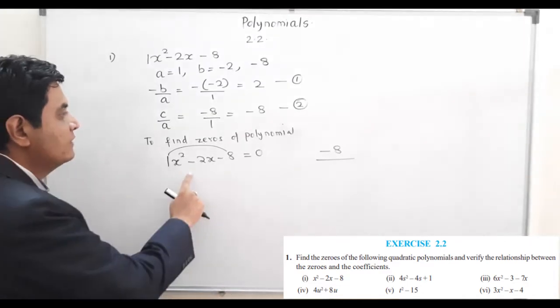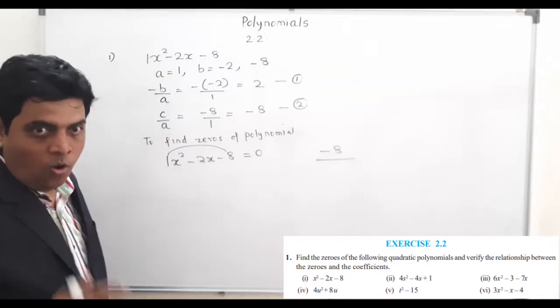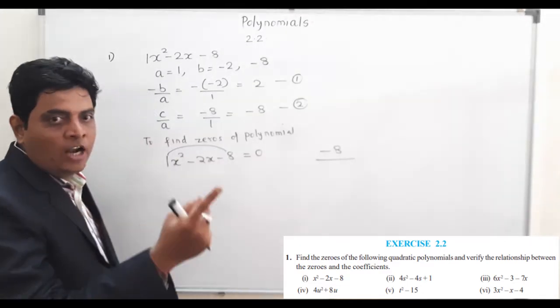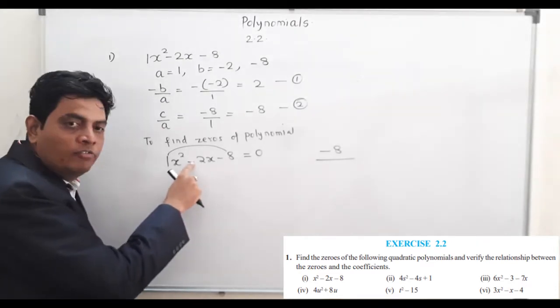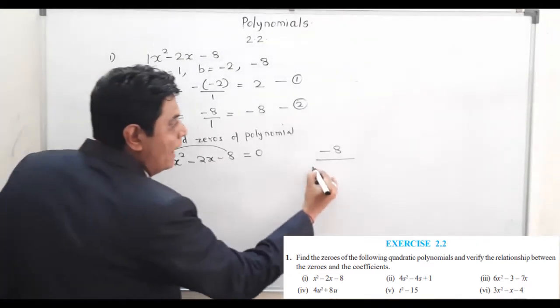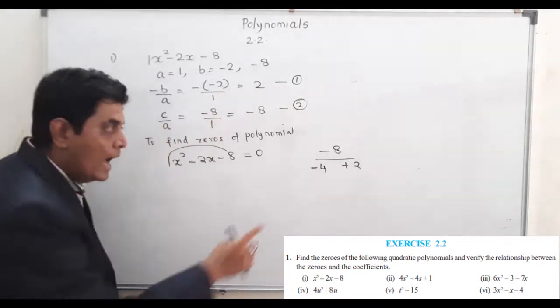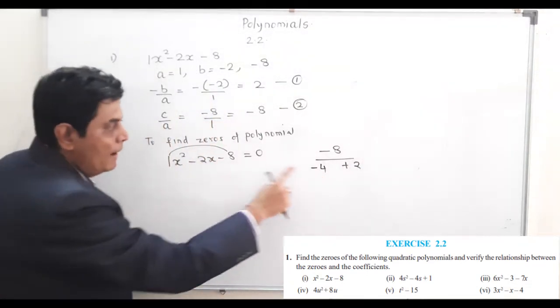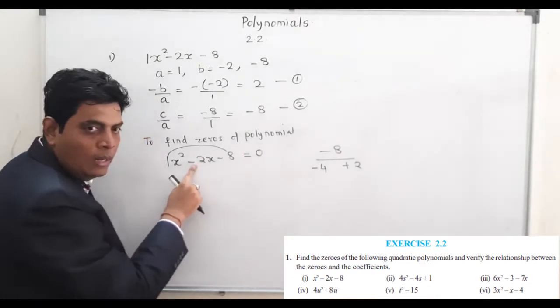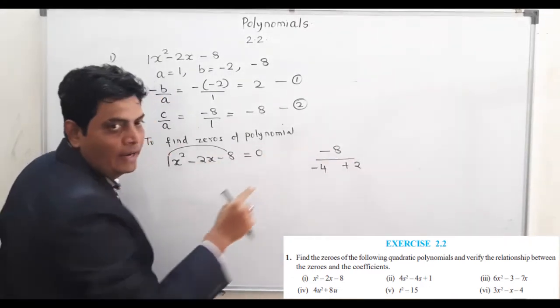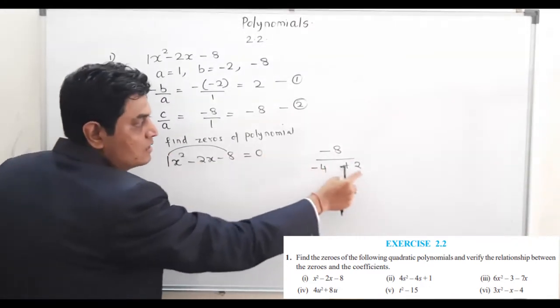Correct? Now I have to decide signs. Whichever is the bigger number out of them will get the sign of the middle number. So it will be minus 4 because 4 is bigger, and plus 2. Again you can verify also. Minus 4 plus 2 is minus 2. Minus 4 into plus 2 is minus 8. So that means this is correct.